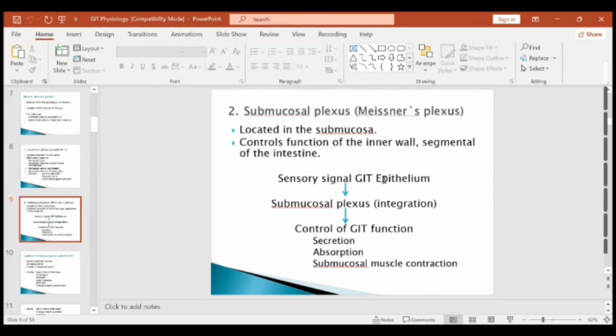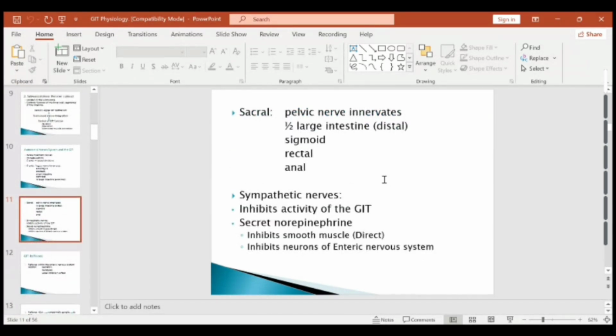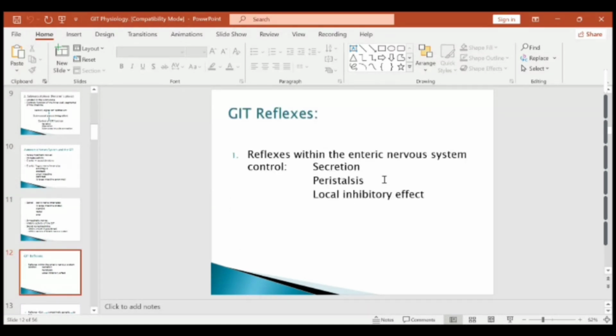The submucosal plexus is also called the Meissner plexus. That one is located between the muscles and the submucosa. Its function is sensory input from the epithelium, and it later controls the secretion and absorption of the GIT. As for the autonomic nervous system, as I said, we have the sympathetic and parasympathetic. I'll reserve that until we cover the nervous system. We have a region where it originates and where it innervates. So for now, kindly let that pass.